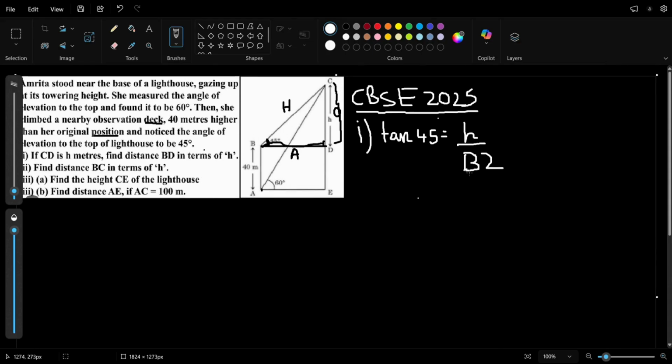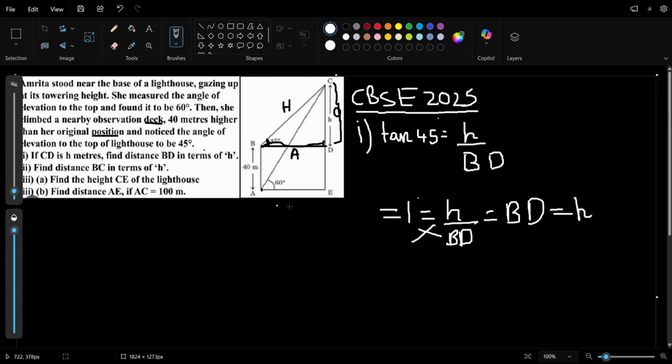Now tan 45 is 1. So 1 is equal to h by BD. If you cross multiply, you get BD is equal to h. This is in meters, so h meters. So BD is h. This is the first one. First one is solved. Now look at the second one.